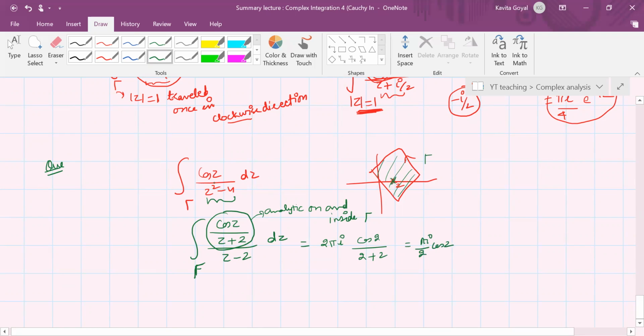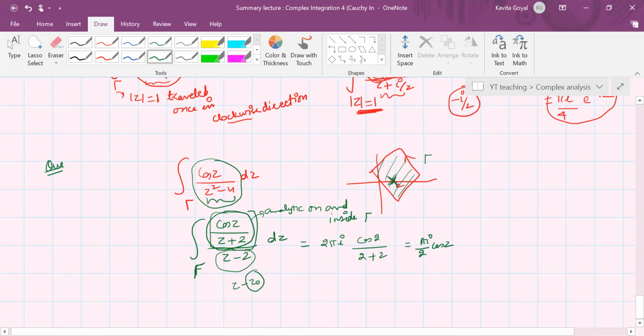So we can play with the integrand so that our function in the numerator is an analytic function, and in the denominator you have z minus z naught, where z naught is a point inside your region. Okay?